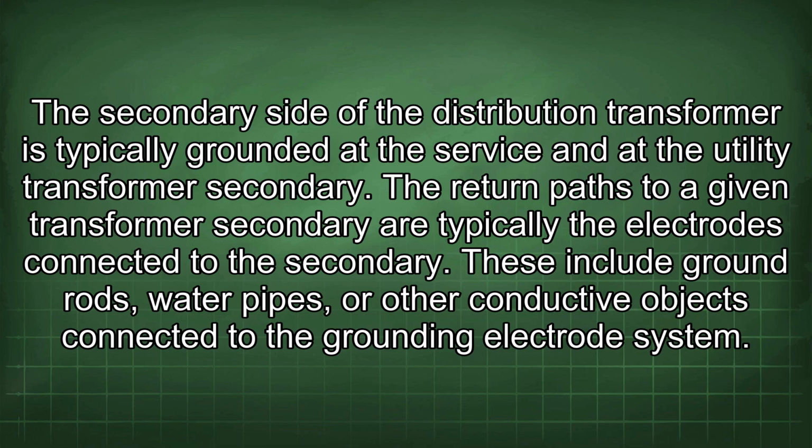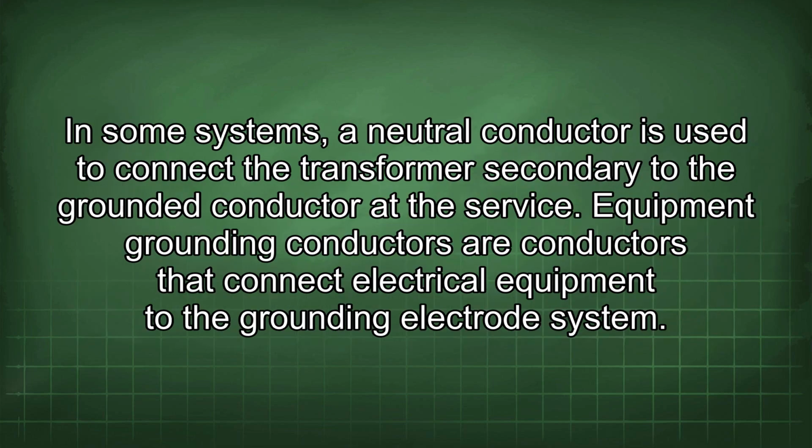The return paths to a given transformer secondary are typically the electrodes connected to the secondary. These include ground rods, water pipes, or other conductive objects connected to the grounding electrode system. In some systems, a neutral conductor is used to connect the transformer secondary to the grounded conductor at the service. Equipment grounding conductors are conductors that connect electrical equipment to the grounding electrode system.